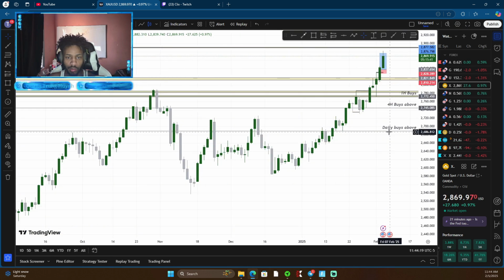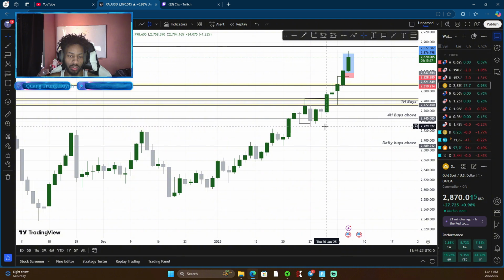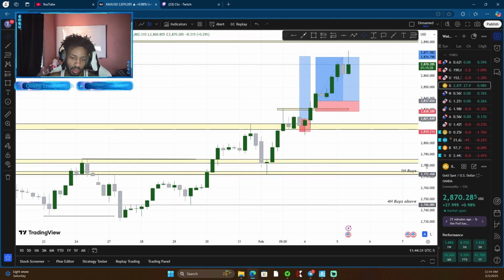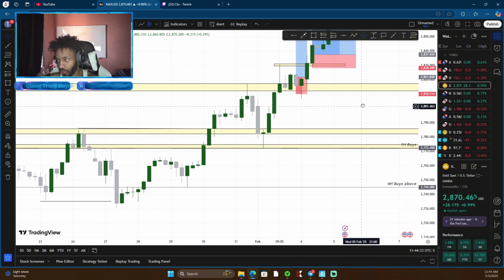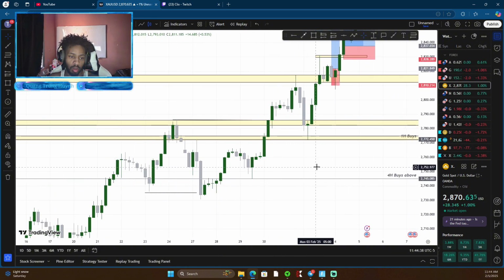Overall on the daily time frame, we know we're overall bullish. I know how I like to start off my breakdowns. Overall bullish on the daily time frame. This was my most recent high low on the daily time frame at the time. So we had buys above this level according to the daily time frame. Then we go to the 4-hour time frame because at the end of the day, we're just picking the overall direction first. So our 4-hour time frame is bullish as well.